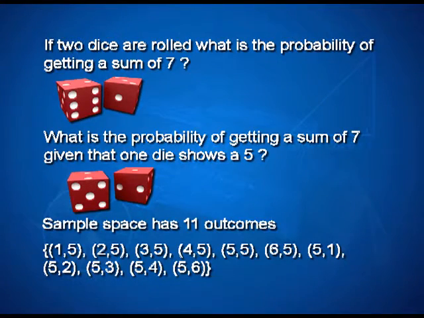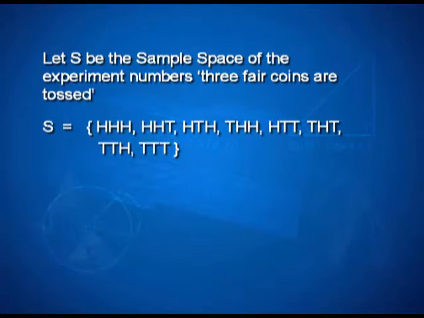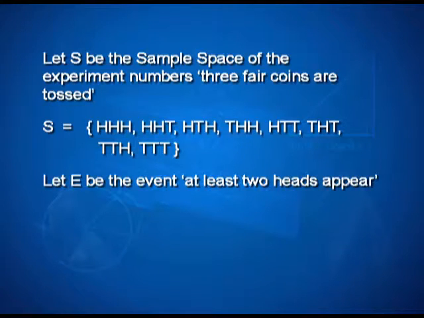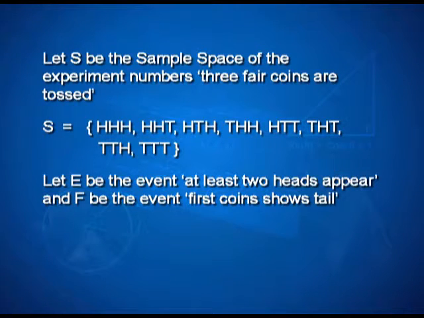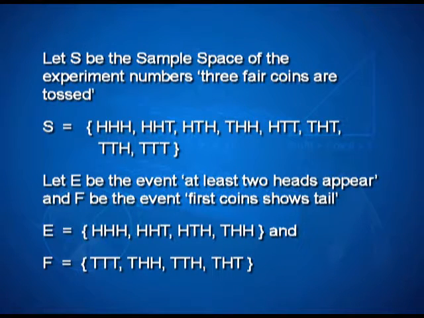We were given a condition that one of the dice shows 5, and then we were finding the probability of getting a sum of 7. Let's illustrate this further by taking another example. Suppose I consider the sample space of 3 fair coins tossed. We know that there are 8 possible outcomes. Let's describe event E to be that at least 2 heads appear, and F to be the event that the first coin shows tail. Then you can always represent the 2 events in roster form.